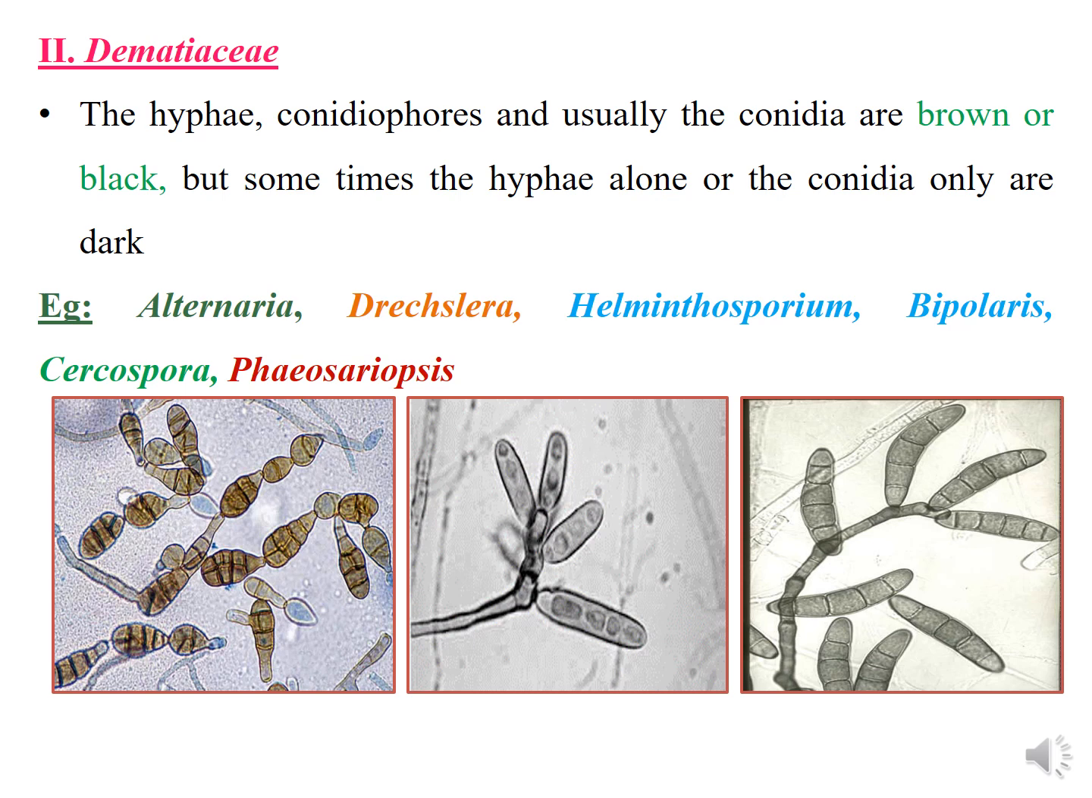In Dematiaceae they are brown or black in color, but sometimes the hyphae alone or the conidia alone are dark. It doesn't mean that all the structures, that is mycelium, conidiophore and conidia, should be dark in color. It doesn't work like that. Sometimes conidia may be dark in color or mycelium may be dark in color; it will vary. So what are the different genera included under the Dematiaceae? That is Alternaria, Drechslera, Helminthosporium, Bipolaris, Cercospora and Pseudocercospora. So let us discuss each one.